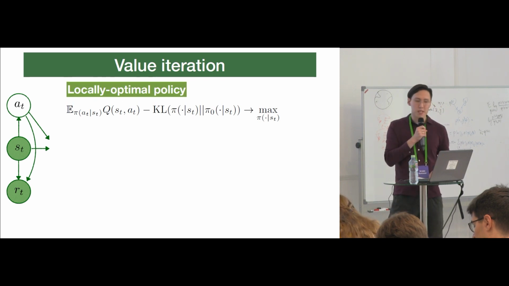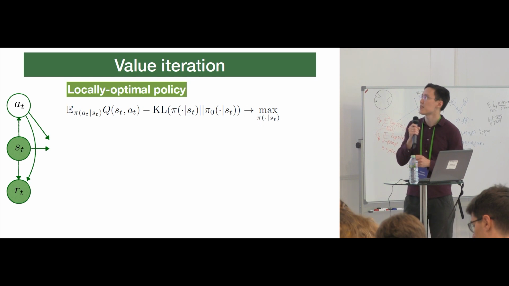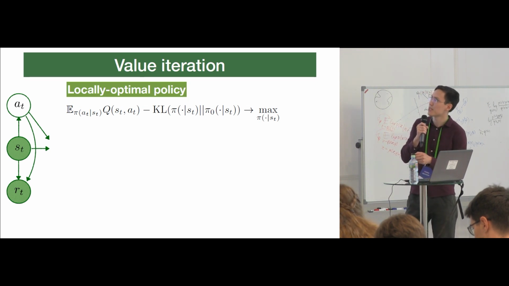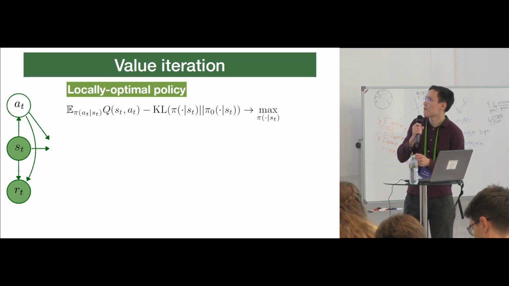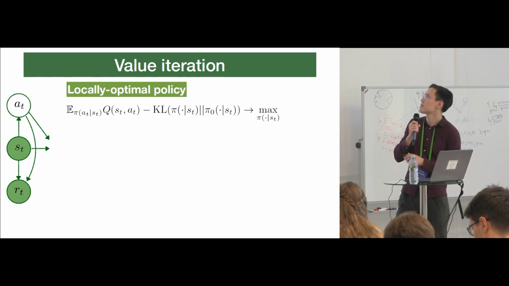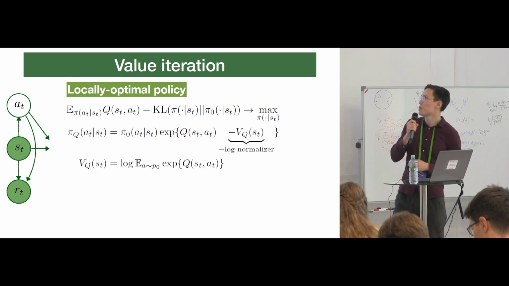So we might ask ourselves, what happens if we somehow can estimate the value of the current state and action? What policy will maximize the estimate of the value computed using the estimate of the state action value? So we have this expected Q(st, at) minus the KL term, and we want to find such pi that maximizes this state value. What will it be?